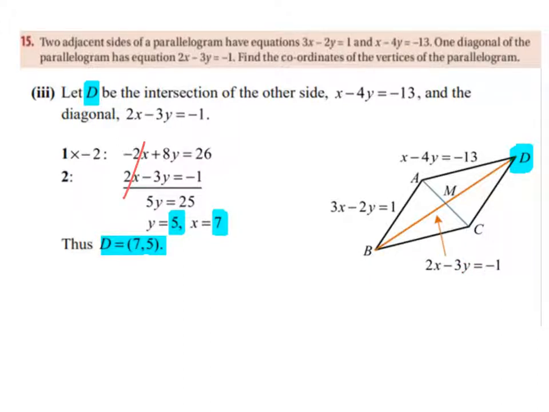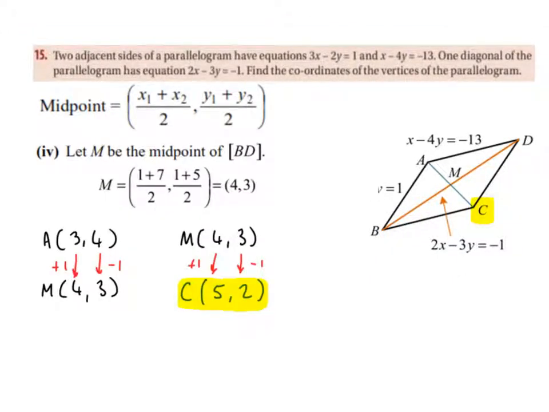Now, we're going to work out point C slightly differently, because we were able to find A because we knew this equation and we knew this equation, so we just solved simultaneously. We were able to find B because we knew this equation and we knew this equation, so we could solve simultaneously. And we were able to find D because we knew this equation and this equation, so we could solve simultaneously. However, we do not know the equation for this line, we do not know the equation for this line, and we do not know the equation for the diagonal. So we're not going to use simultaneous equations here.